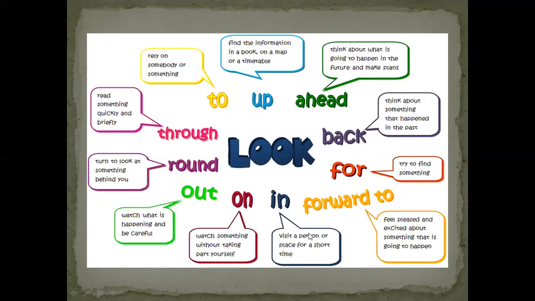Look in: visit a person or place for a short time. Look on: watch something without taking part yourself. Look out: watch what is happening and be careful. Look round: turn to look at something behind you. Look through: read something quickly and briefly. So there are different phrasal verbs with different meanings.